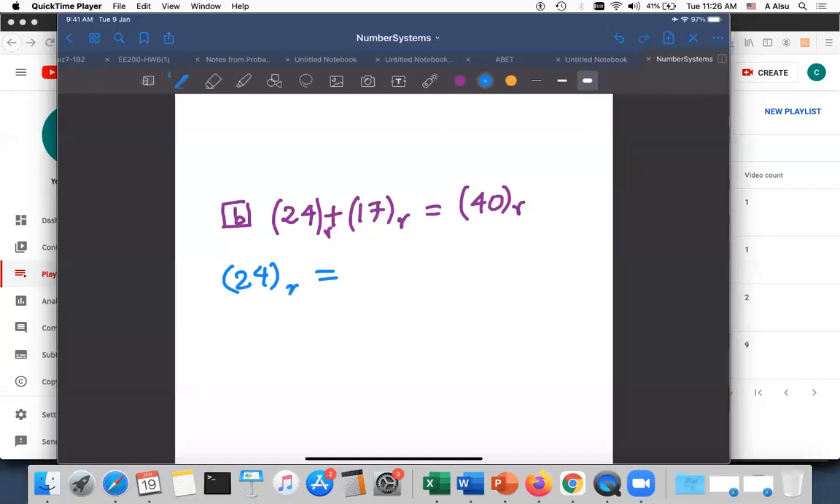Just use the algorithm. It's 4 times r to the 0 plus 2 times r to the 1, right? Which equals 4 plus 2r, right? What is 17 base r?